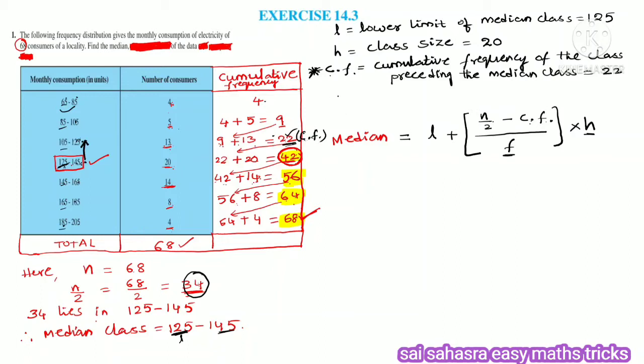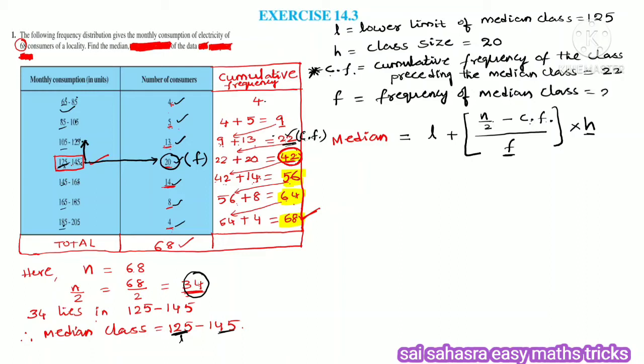Next remaining is F. F for frequency. So many frequencies are there: 4, 5, 13, 20, 14, 8, 4. These all are frequencies only. We need only the median class frequency, which is 20. This is the value of F. So the frequency of the median class is equal to 20.